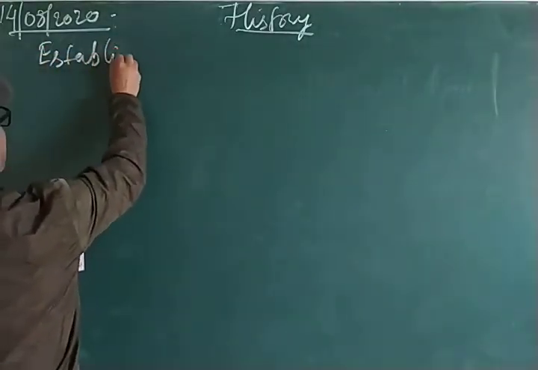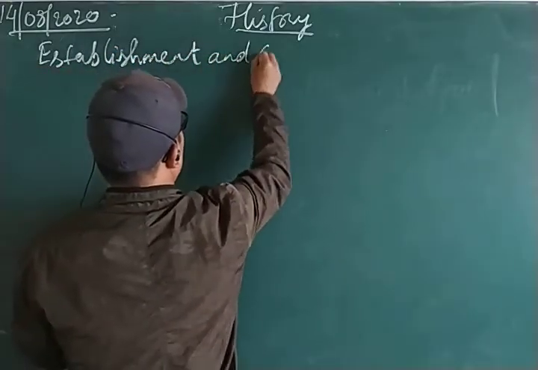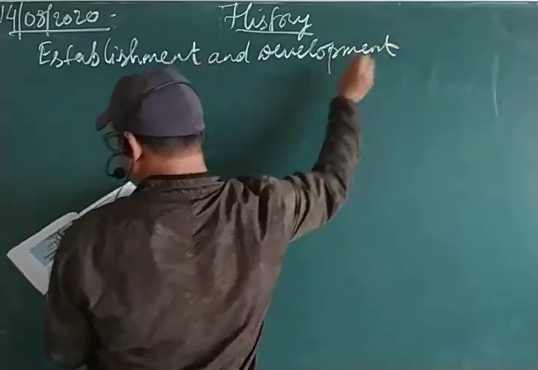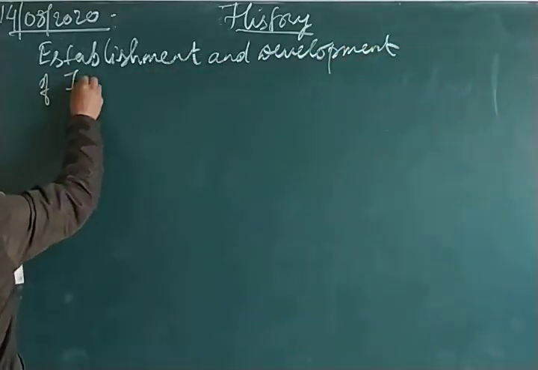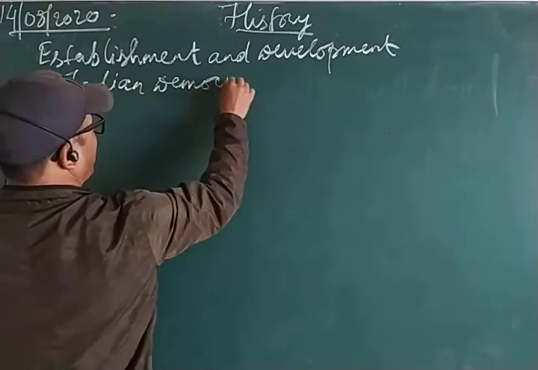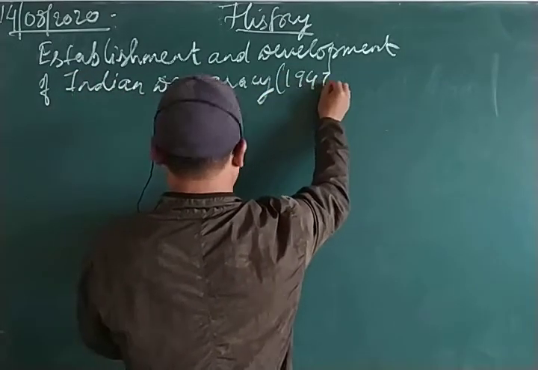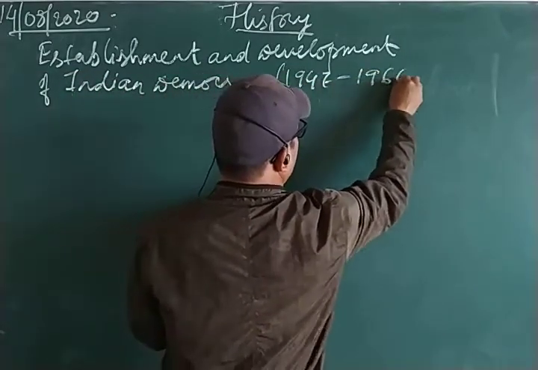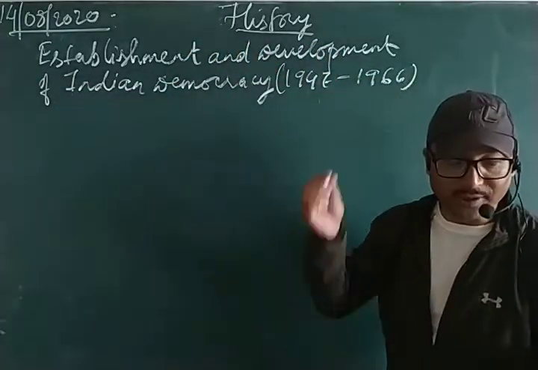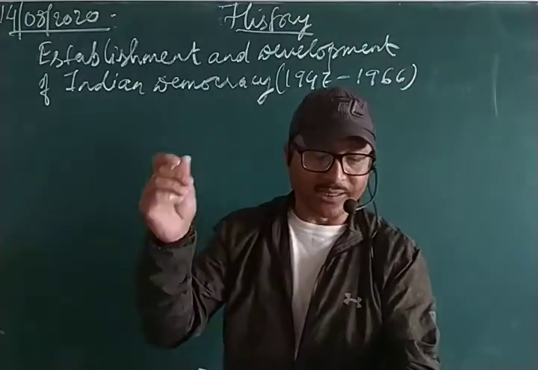Today we'll be moving towards chapter number 2, that is establishment and development of Indian democracy, from the year 1947 till 1966. Now, let us see how our democracy was developed and how it was established.